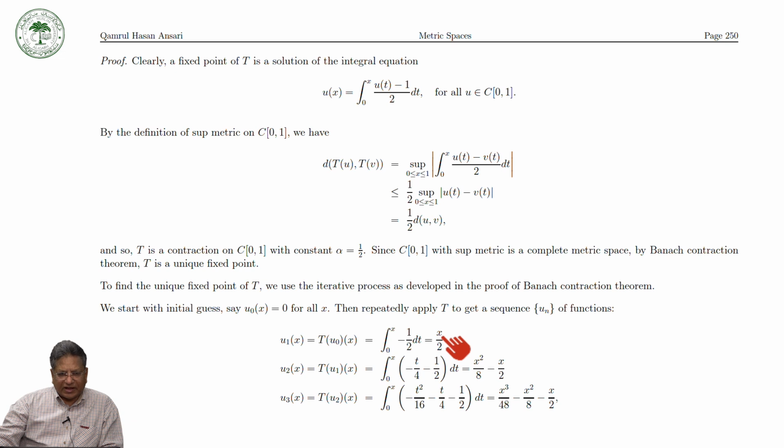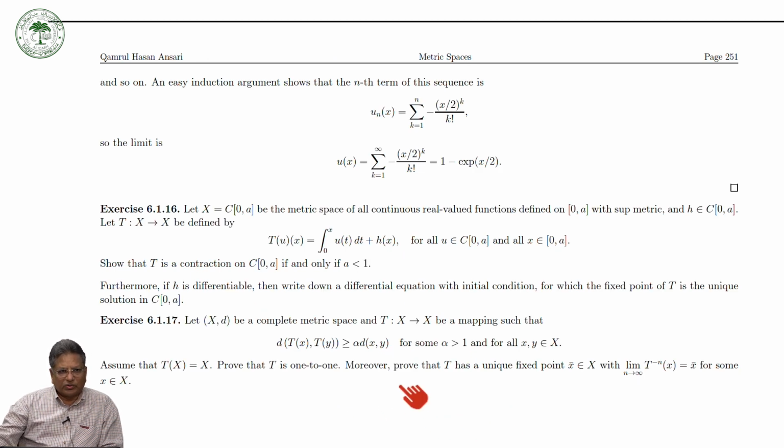Then you apply T again and put the value over here in the function, and you will get this one. Again apply T over here, you will get this one. Continue in this way, and an easy induction argument shows that the nth term of this sequence would be like this. And now if you take the sum of this, it is equal to 1 minus exponential of x upon 2. Okay, so this way you can calculate the value of u, which is the function is this one.